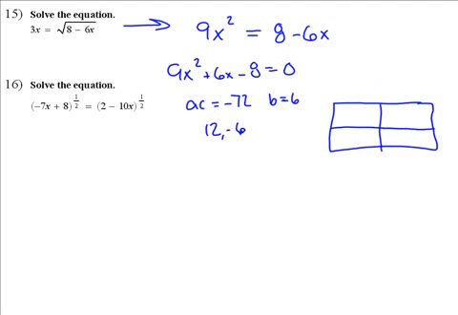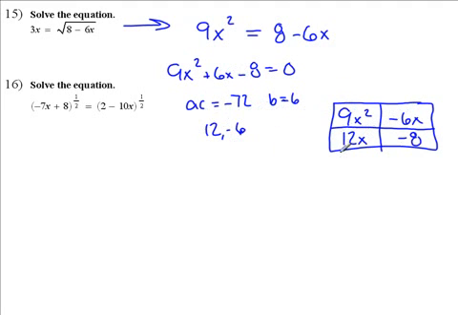Set up our little box, 4 spots in our box, 3 terms here. The first term goes in the first box, last term goes in the last box. The positive 6 gets split up with these two numbers we found. So instead of writing a 6x anywhere, we actually write a 12x and a negative 6x. Again, if you combine those, you get our 6x back.